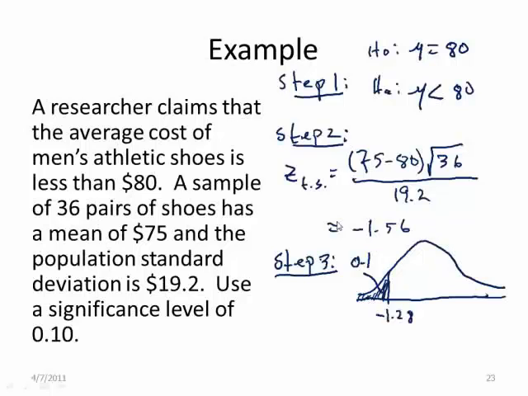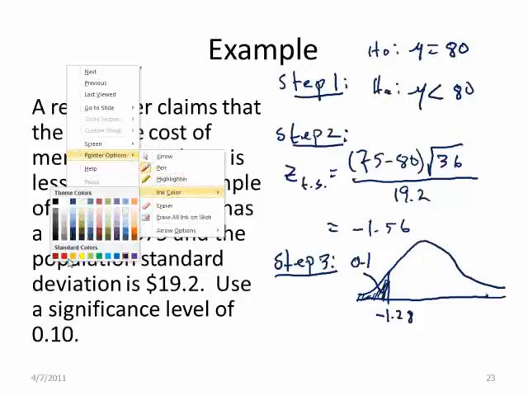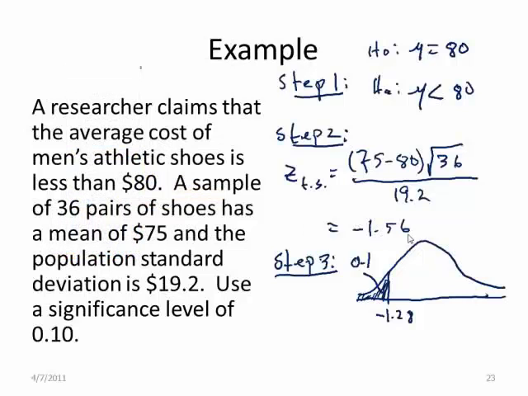All right, so now we have to take a look and see where our test statistic falls. So the test statistic is negative 1.56, so that appears to fall over here. So does our test statistic fall into the rejection region or the non-rejection region? Rejection region. So step 4, we can come back and just say reject. That's the decision you're going to make.